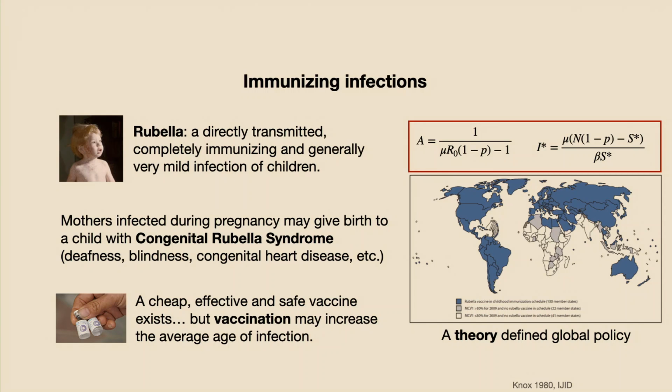And the Rubella vaccine was not introduced into most of Africa, India, all these places where it was felt that vaccination coverage could not reach the level that would be necessary to ensure that at a population scale things were better. So this is amazing, right? Like a theoretical result defined a global policy. Astonishing.